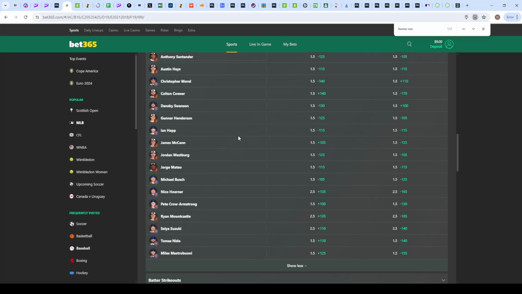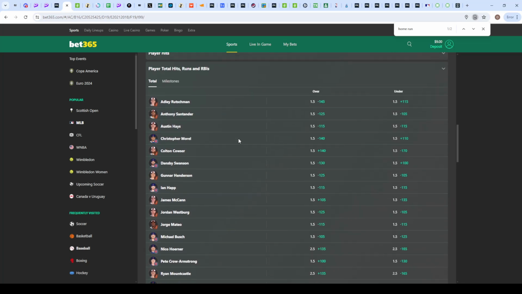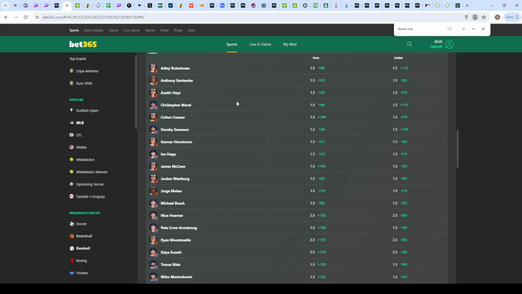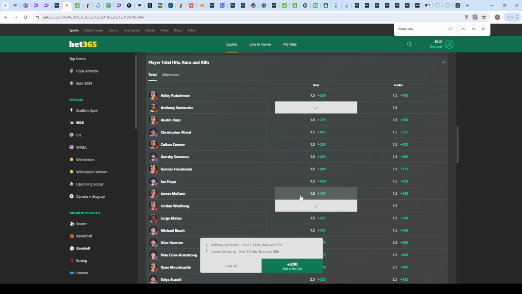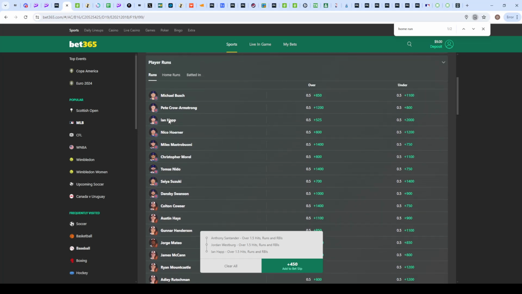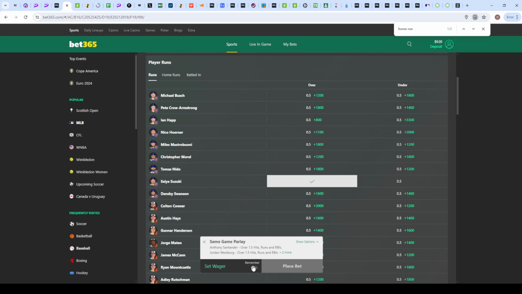Now you're really going to realize how powerful this is when I combine all these props together. So let's make the same parlay on Bet365 and compare it to the Prizepicks payouts. So Santander on the over 1.5 hits, runs, RBIs. Same thing for Westberg. Same thing for Happ. Then we're going to go over to the runs and grab the over on Suzuki. And you'll notice this is a plus 700 payout. Or in other words, $10 turns into $80.